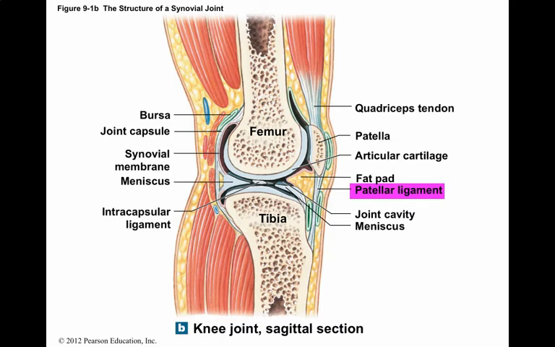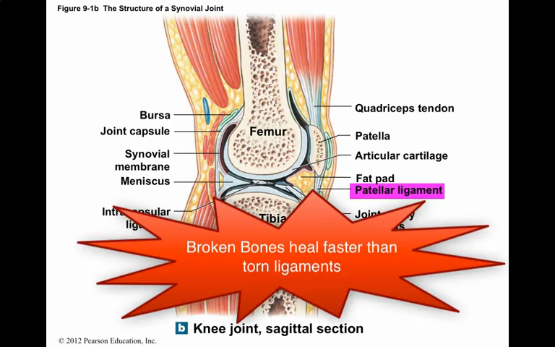Ligaments support, strengthen, and reinforce synovial joints. Ligaments join bone to bone. They're very strong. In a sprain, a ligament is stretched to the point where some of its collagen fibers are torn, but the ligament as a whole survives and is undamaged. A ligament tear will occur with more excessive force and will heal very slowly, as ligaments have no blood supply. Broken bones, on the other hand, heal more quickly because of their extensive blood supply.